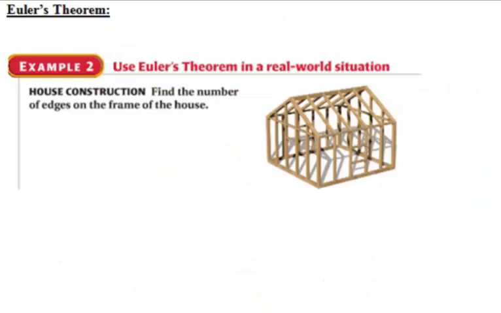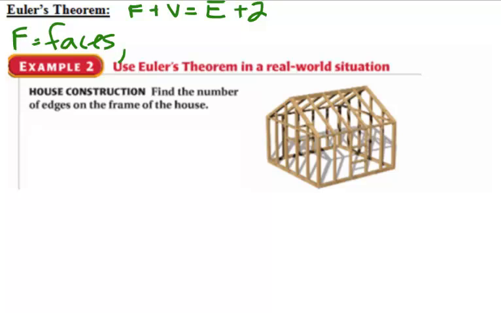Okay, what we have now on this slide is called Euler's theorem. Looks like it should be Euler, but it's pronounced Euler. This is the following theorem that he came up with. We've got faces plus vertices equals the number of edges plus 2. Faces plus vertices equals edges plus 2. So F is faces, V is for vertices, and E is for edges.